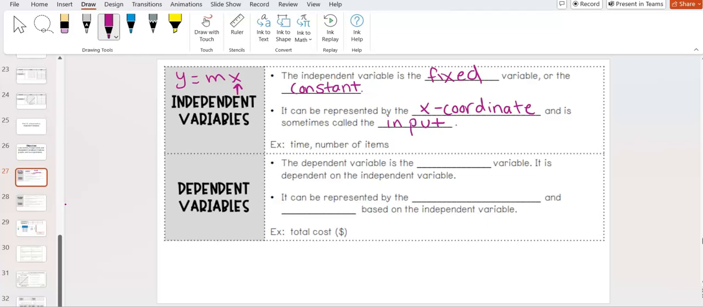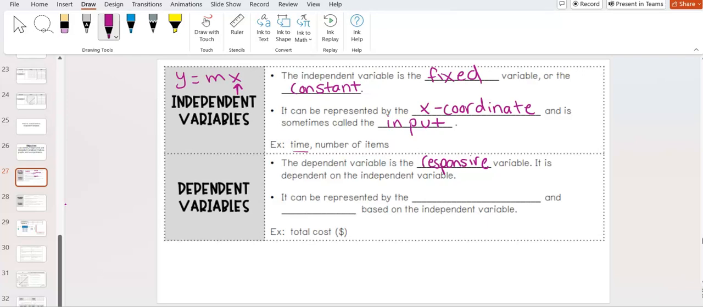Some examples of independent variables are time. Time, it just goes along. It doesn't change because of anything else. And the number of items you might buy at a store. Dependent variables are the ones that vary. So a dependent variable is the responsive variable. It responds to the independent variable. It is dependent on the independent variable.